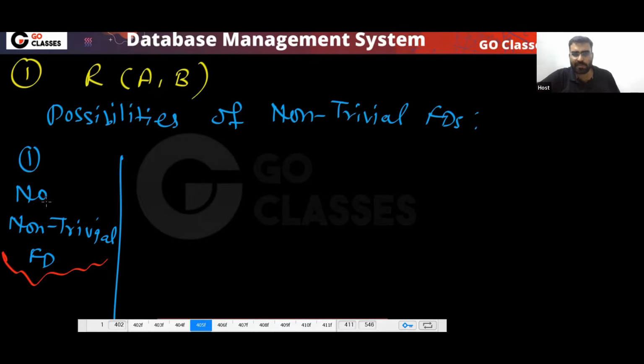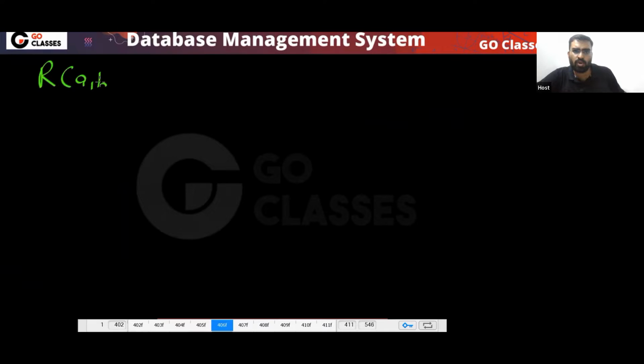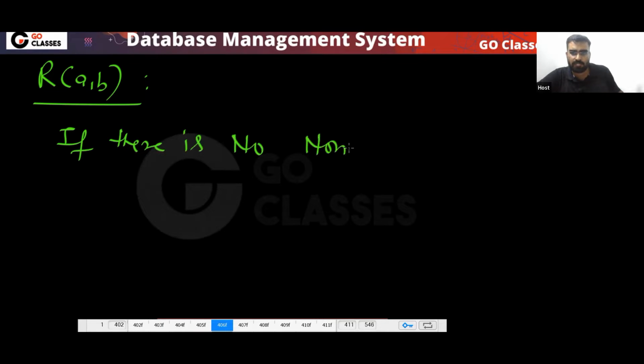If there is no non-trivial FD, in this situation, what will be the candidate key? That will be AB. So if you have no non-trivial FD, there is no problem. Correct? In this situation, if there is no non-trivial FD, what will be the candidate key?